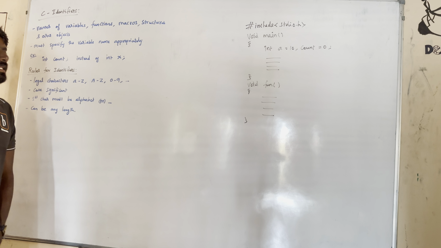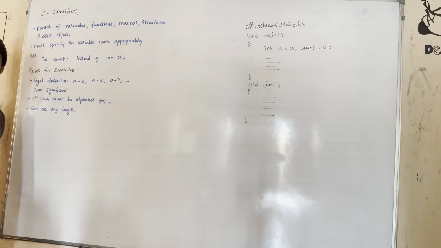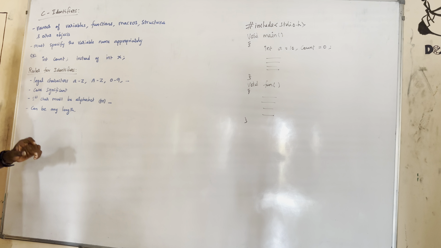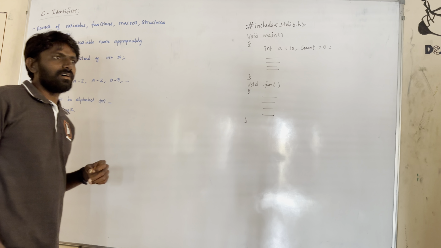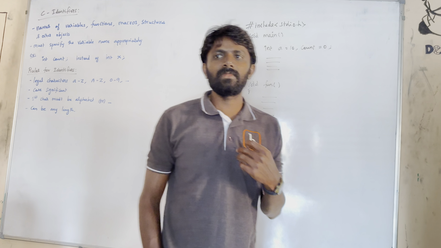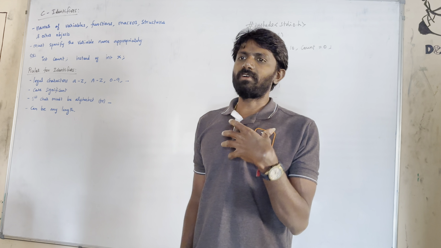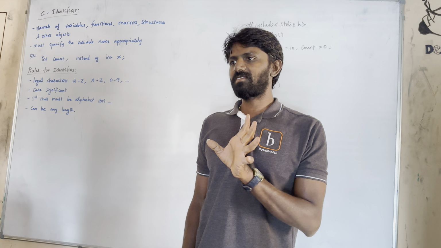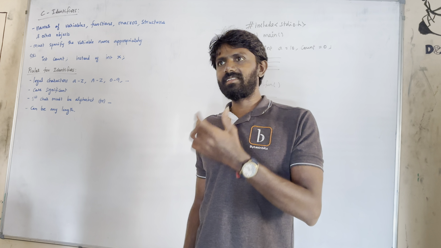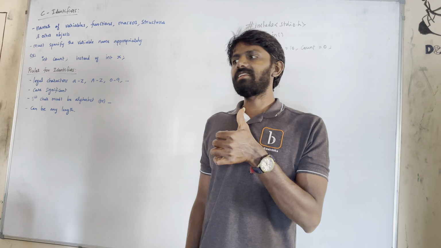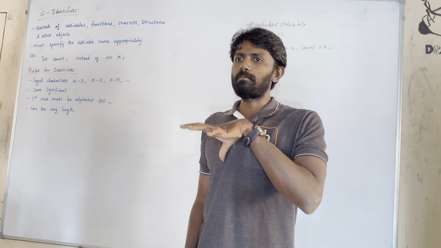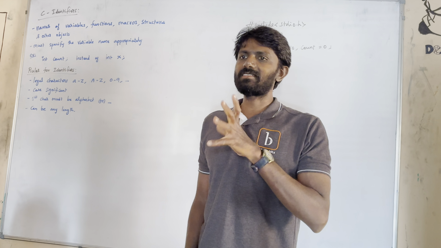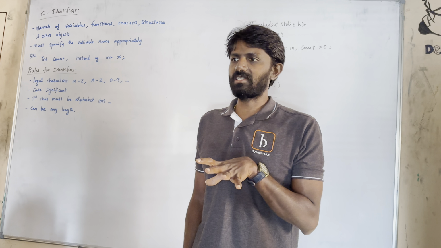So we'll see about C identifiers. C identifiers is nothing but, it's simple. When we are at home and want to keep a name for a baby, we have a lot of rules, like it should start with this letter, and it should be related to our religion, something like that. We have a lot of restrictions.